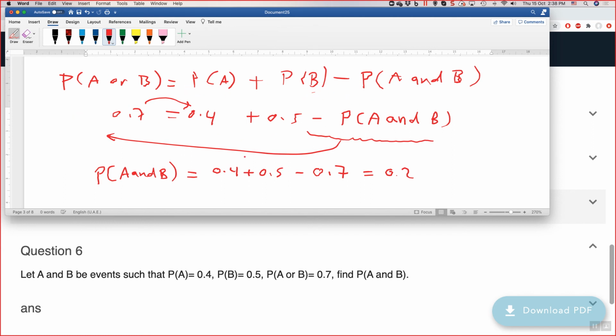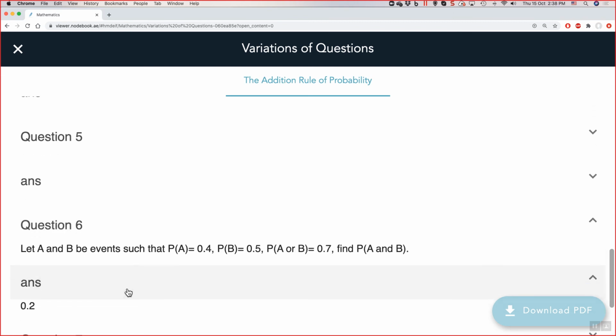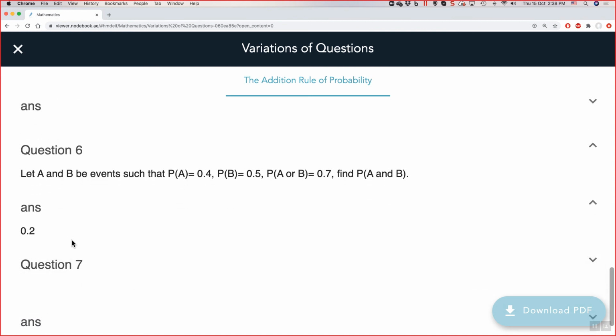All you have to do is just plug all these numbers into the equation and solve the equation for the unknown, which I think is an easy linear equation. All of you have taken it before, and hopefully you know very well how to solve these kinds of equations. Okay, so that's question number 6. That's a new type of question that can come on the addition rule.